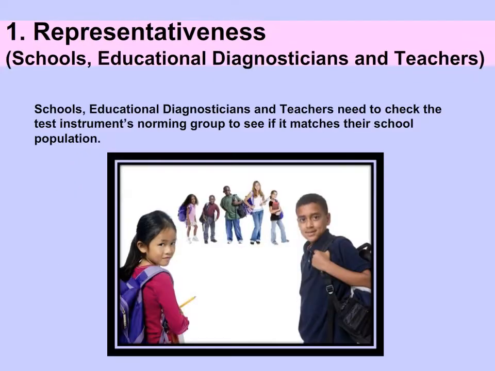Schools, educational diagnosticians, psychologists, speech pathologists, ELL evaluators, and teachers need to check the test instrument's norming group to see if it matches their school population. If it matches, then the test is a good fit for your school and students. If it does not match, it should not be used. Fortunately, in Texas, the state has created a list of approved test instruments. Let me give you an example of how important the match to norms is.